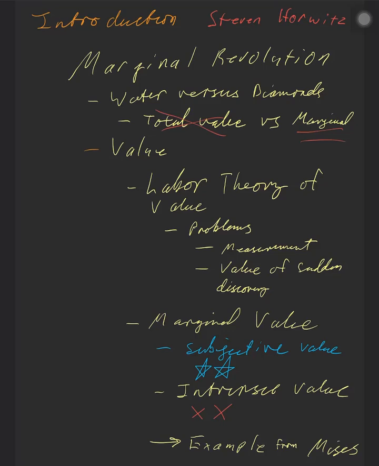Another way to think about this is if you were stranded on a desert island, the marginal value of water would be really, really high, and the marginal value of the diamond would be very low. This resolves the water-diamond paradox, but it also provides us with a new way to think about value and price.